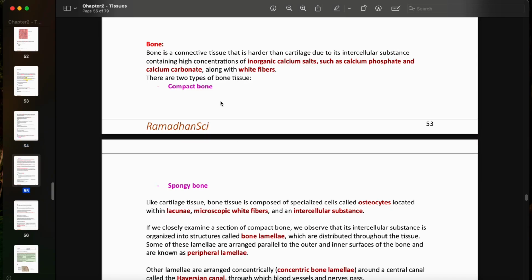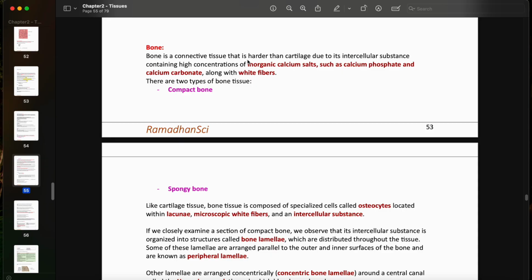The bone is the connective tissue that is harder than the cartilage tissue due to its intercellular substance containing high concentrations of inorganic calcium salts such as calcium phosphate and calcium carbonate, along with white fibers.